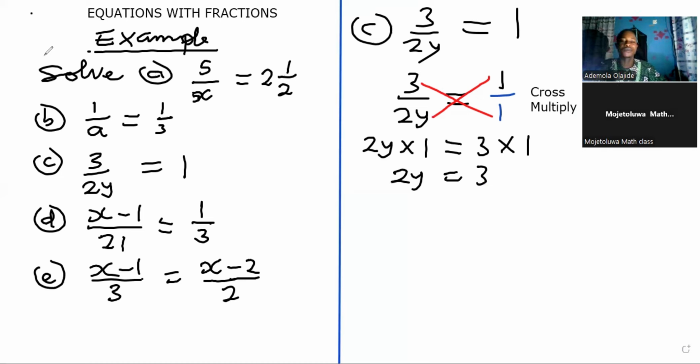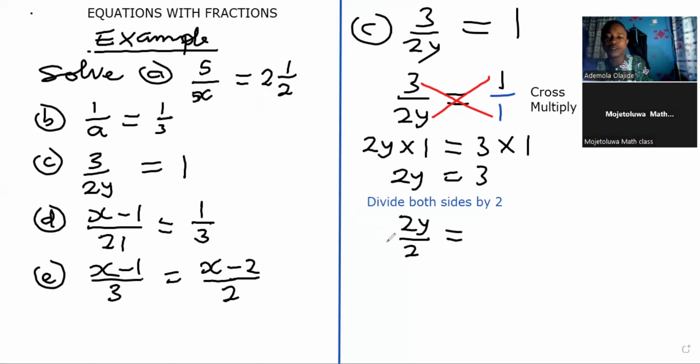We're going to divide both sides by 2. Very good. Why? Because 2 is the coefficient of y. And when we do that, we will have 2y over 2 equals 3 over 2. You divide each side. Divide this 2y by 2, and divide this 3 by 2. Because in an equation, the thing is already balanced. So whatever you do to the right, you must do it to the left.